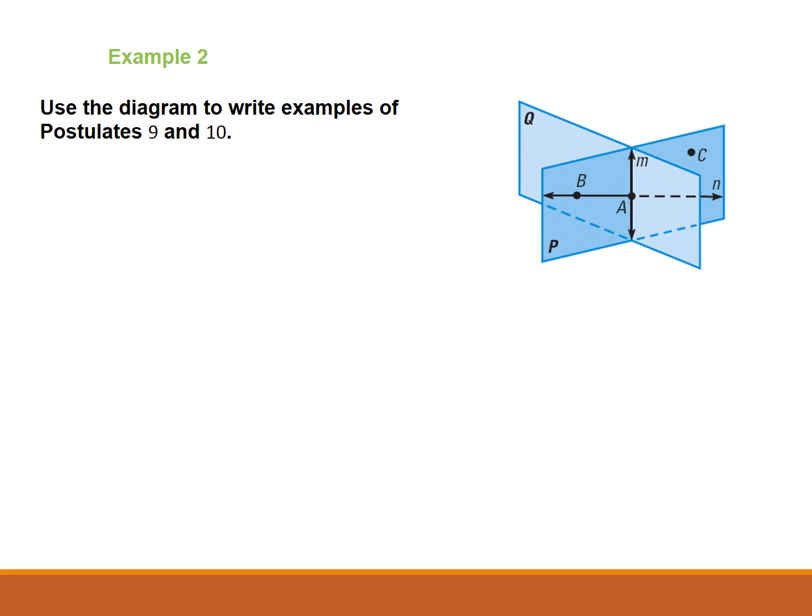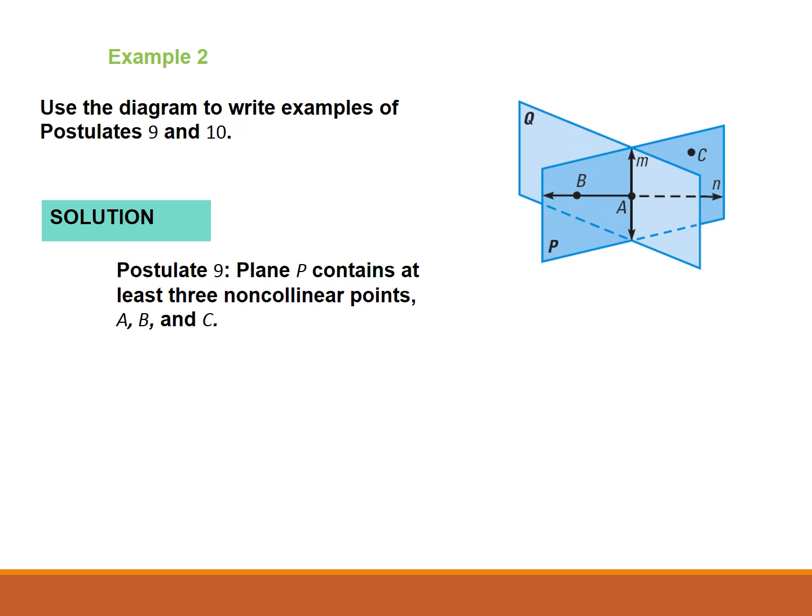Now let's look at this example. They want you to write postulates 9 and 10 based on the picture. That means they want you to use the planes Q, P, the points B, A, and C, and the lines M and N to illustrate postulates 9 and 10. Postulate 9 talks about a plane containing at least 3 noncollinear points. So on the picture, we're going to pick plane P. Plane P contains points A, B, and C because those are noncollinear.